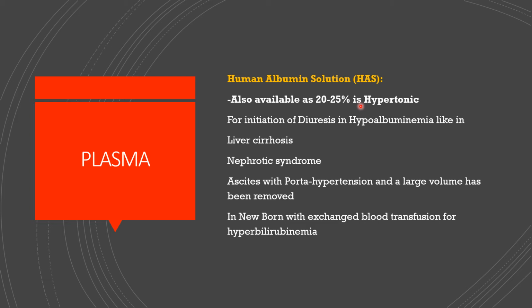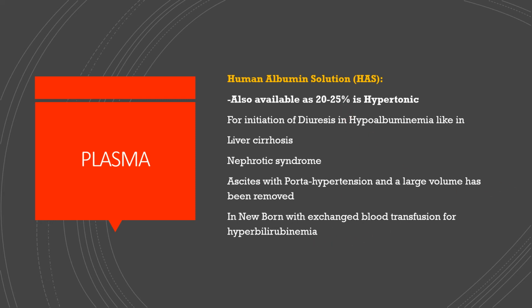of this strength. Also, when there is portal hypertension, also in liver cirrhosis, right, and you have tapped a large volume of the ascites, then you can make use of this higher strength hypertonic human albumin solution. In newborn, with exchange blood transfusion for hyperbilirubinemia, you can get this ready.